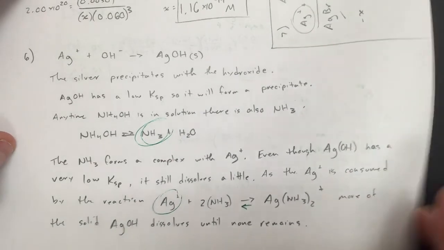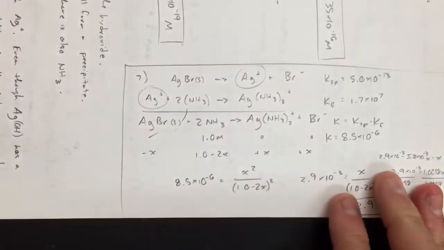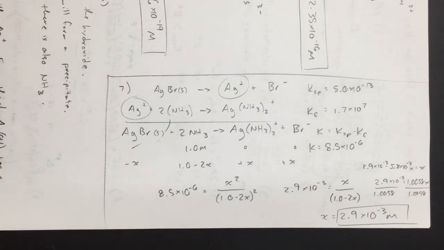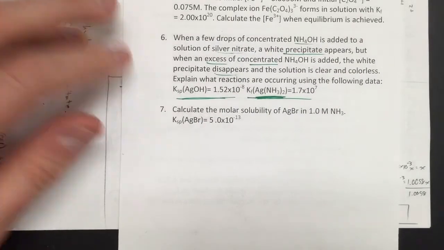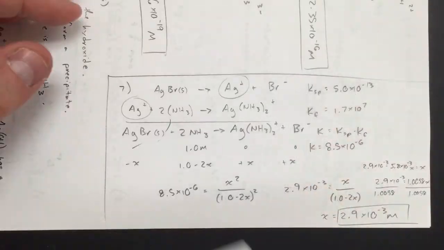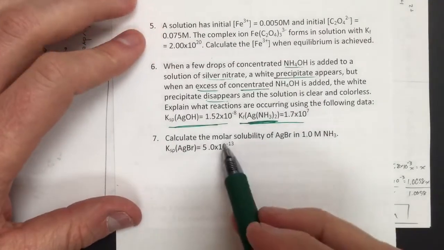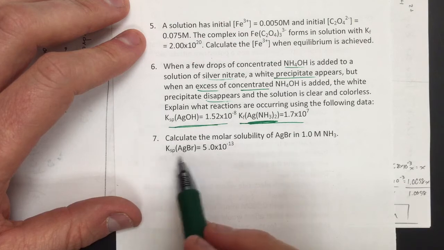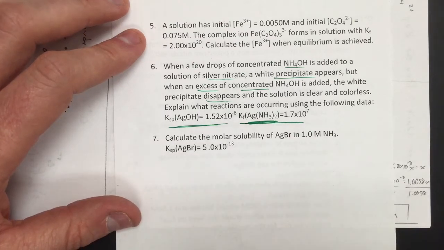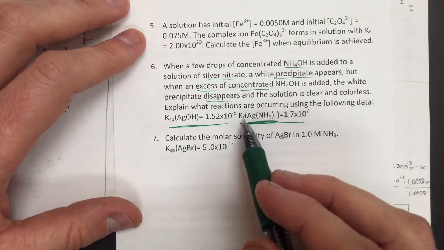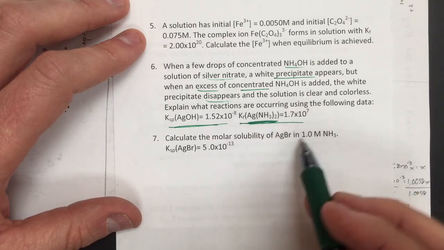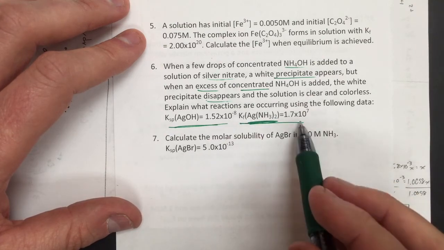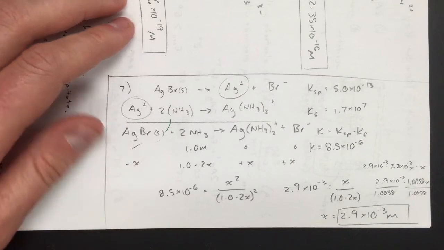So that's number 6. Number 7, I didn't want to use another page, so I did it over here. This one is our adding reactions and multiplying K values together one. So calculate the molar solubility of AgBr in 1 molar NH3, where the Ksp of AgBr is 5.0 times 10 to the negative 13. We also need the Kf of Ag(NH3)2+ because that's the complex that would form, but it's right here already. So we have 2 reactions going on.